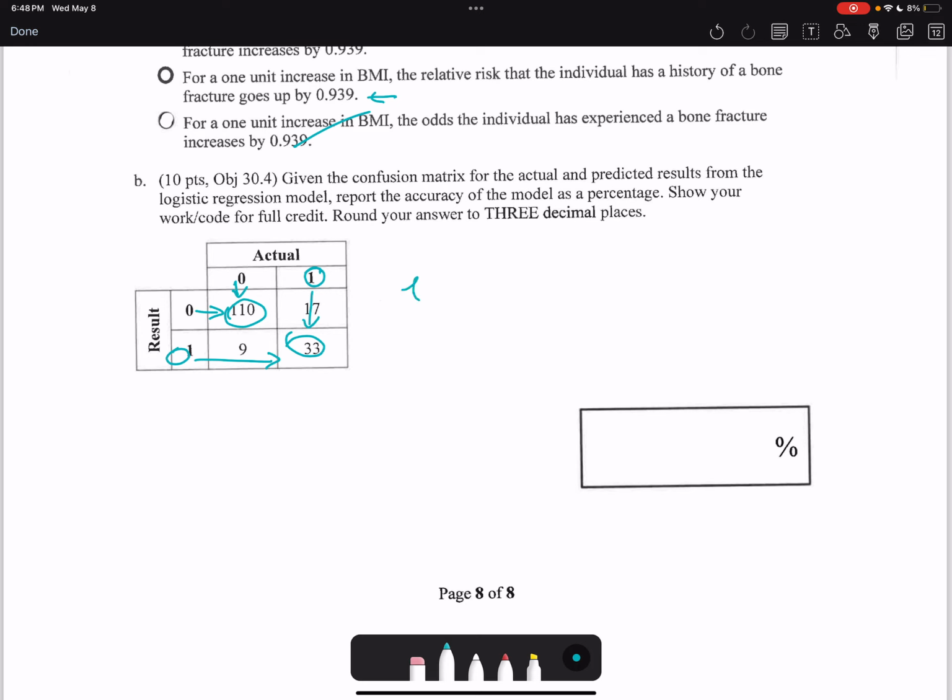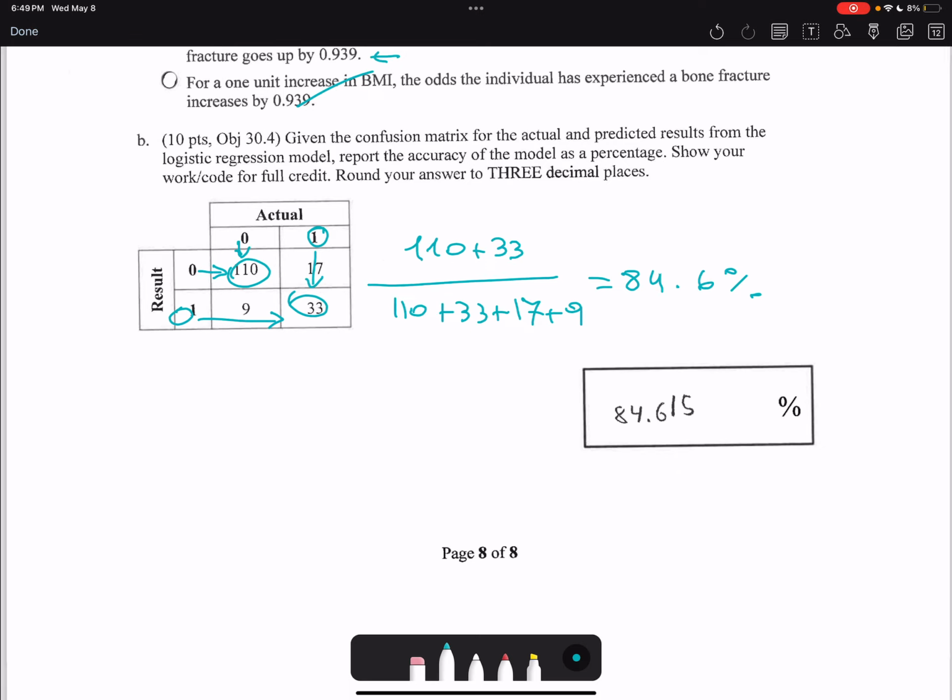So my percentage is 110 plus 33 divided by 110 plus 33 plus 17 plus 9, which gives us, let me just do it, 84.6%. But now they want 3 decimal places, so let's give them that as well: 84.615, which is the same answer that DJ got.